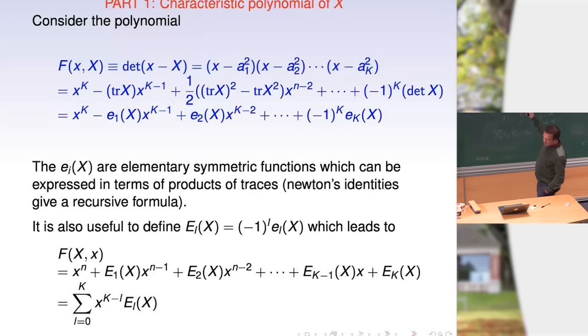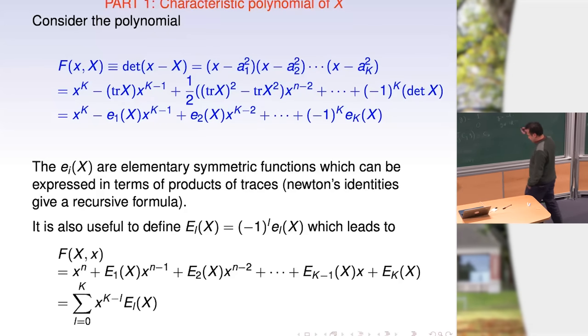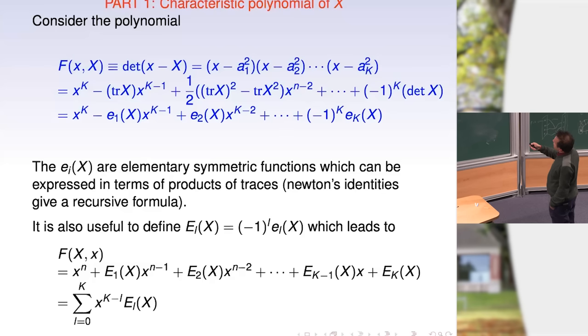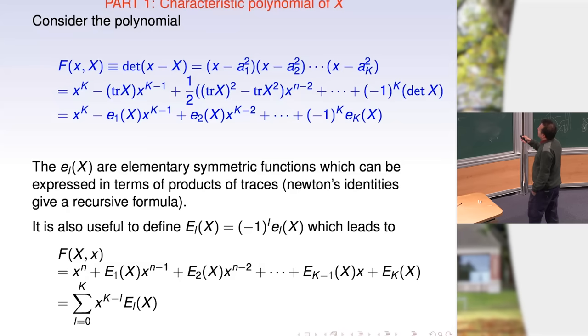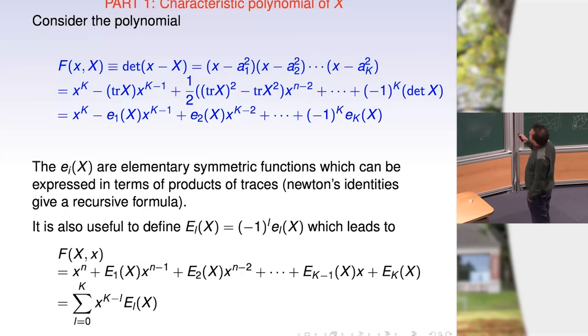So it's useful to think about this polynomial in a new variable x that you introduce. So determinant of little x minus big X. So that's going to be x minus a1 squared, x minus a2 squared, up to x minus ak squared, where k is the number of a's, the number of conjugacy classes, or the number of irreps. And you expand these powers of this indeterminate here. The leading power is going to be x to the k. If I reduce it by 1, then I'm going to get the sum of the a's. The next one, I'm going to get these elementary symmetric polynomials, which have a known expansion in terms of traces.